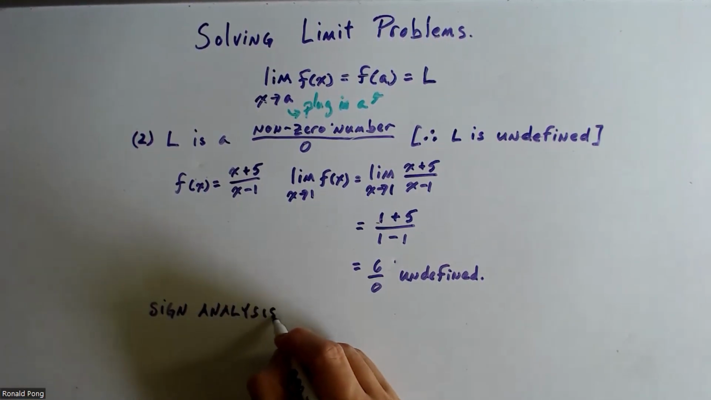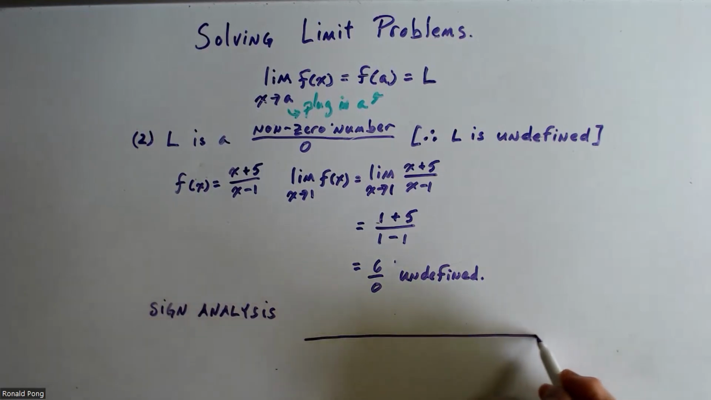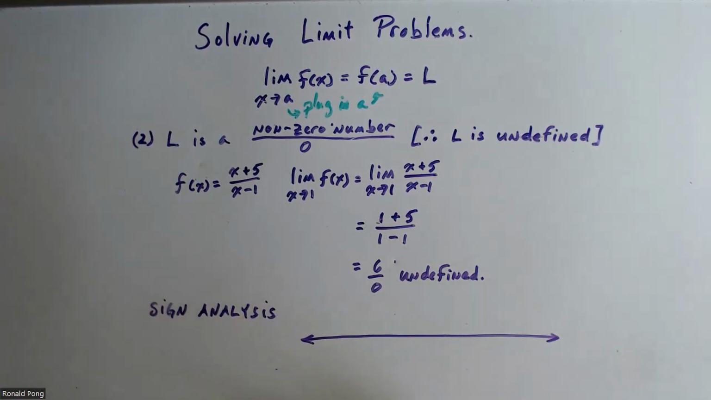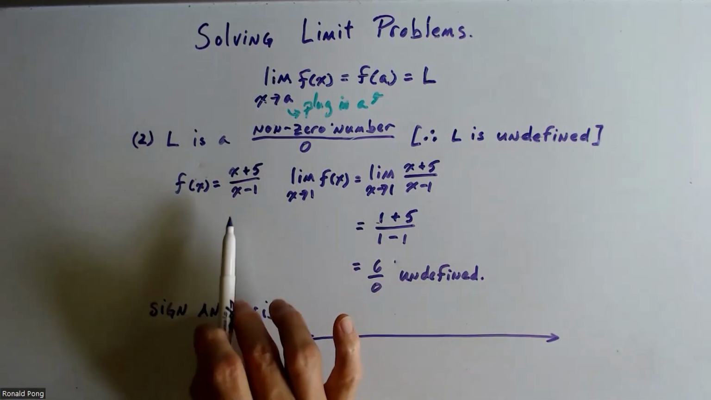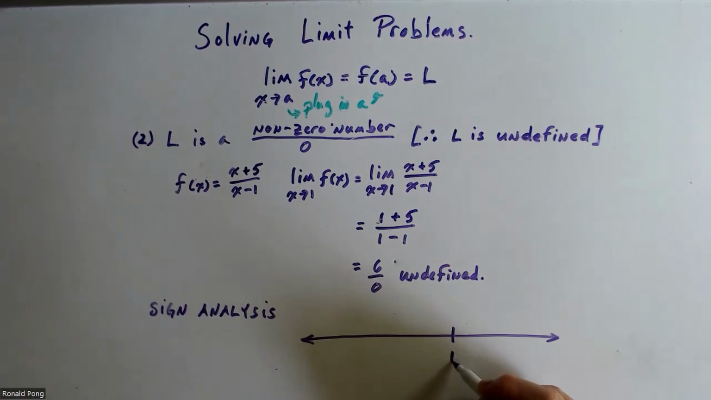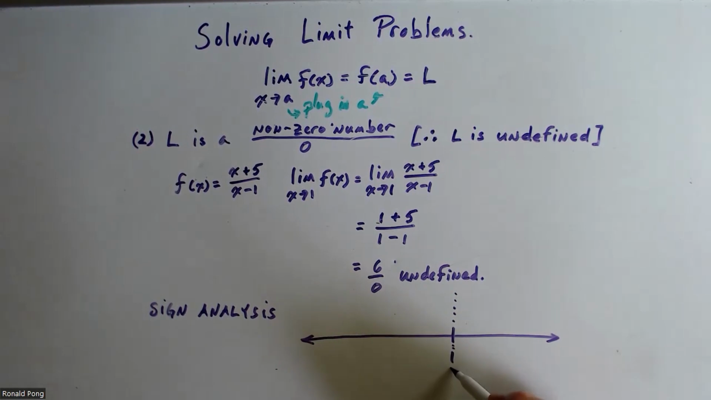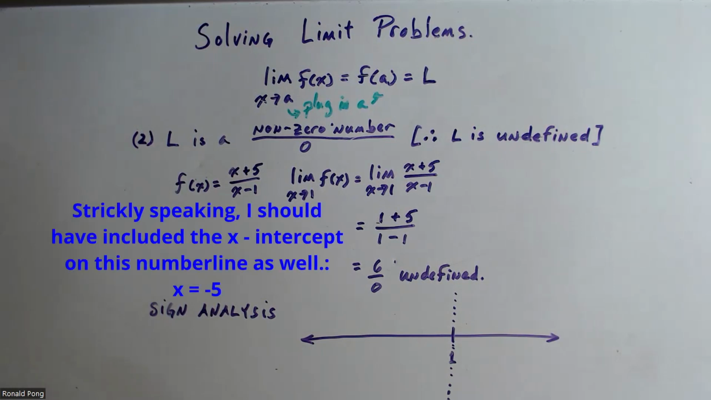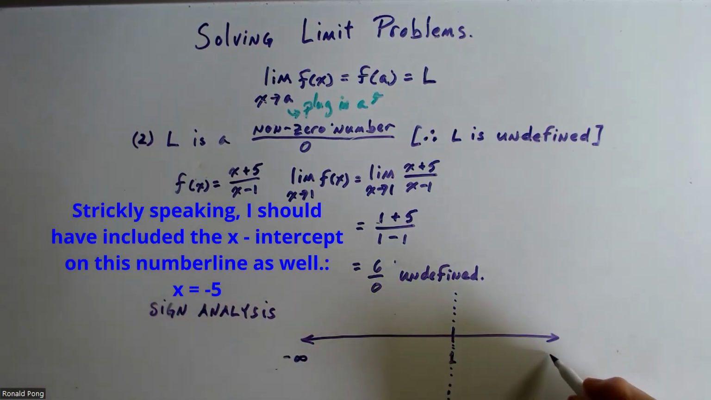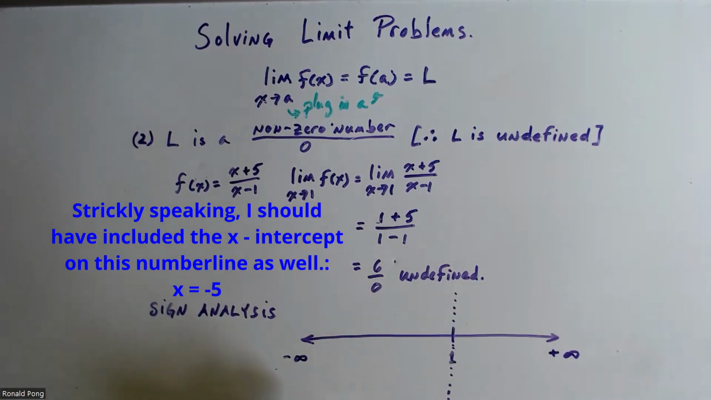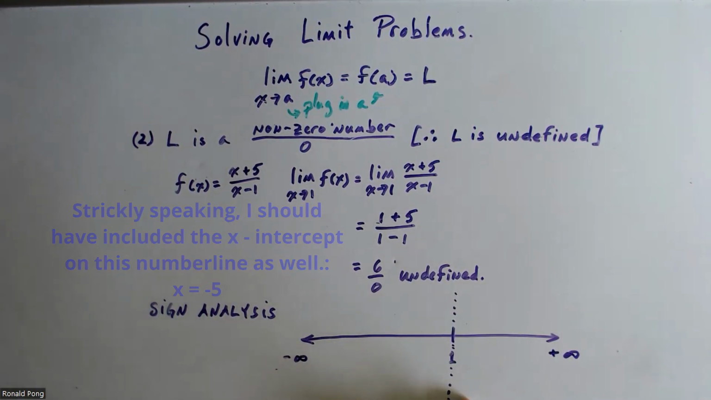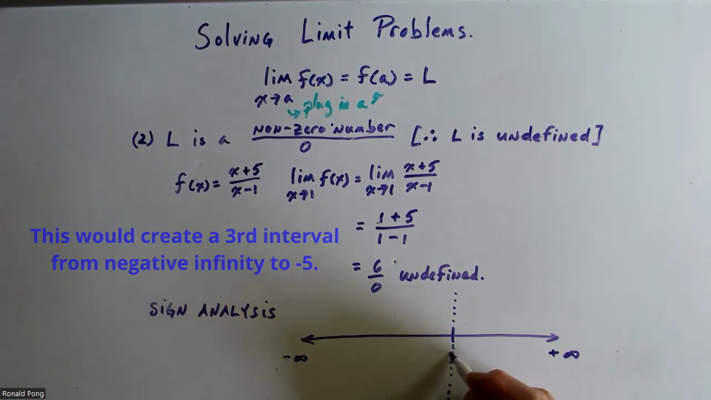Sign analysis. To do this, we're going to draw a number line, and we're going to locate our vertical asymptote, in this case, x equals 1. If it helps you, go ahead and draw on the dotted line that you normally would if you were drawing in a vertical asymptote on an xy plane. And there's our number 1. What we want to do is pick values in either of these two intervals. I have an interval from -infinity to 1, and another interval from the number 1 to +infinity.